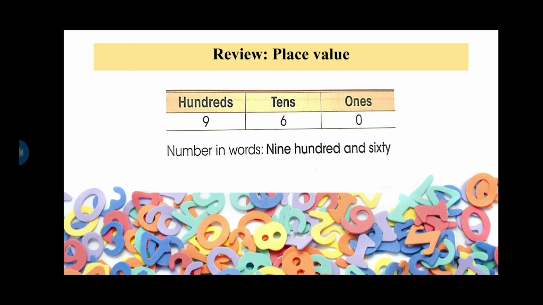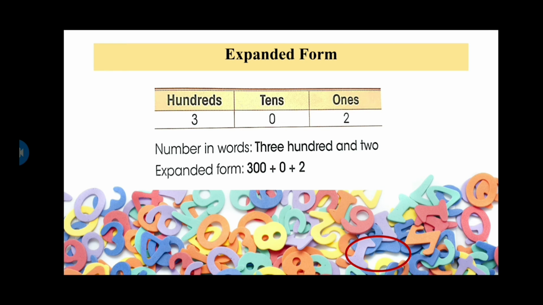And when we are going to put value in each digit, we have 900, 60, and 0. Take a look at this another example. 302, we have 3 on the hundreds, 0 on tens, and 2 on ones. And when we are going to put values in each number, we have 300, 0, and 2. 300 plus 0 and plus 2.